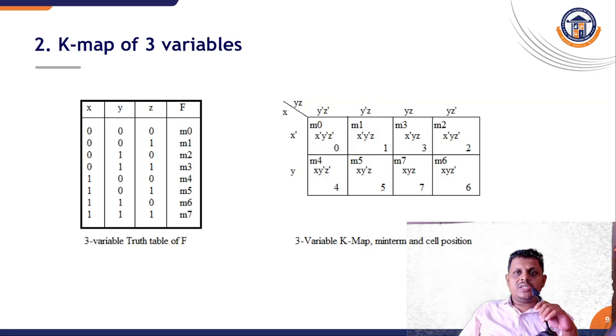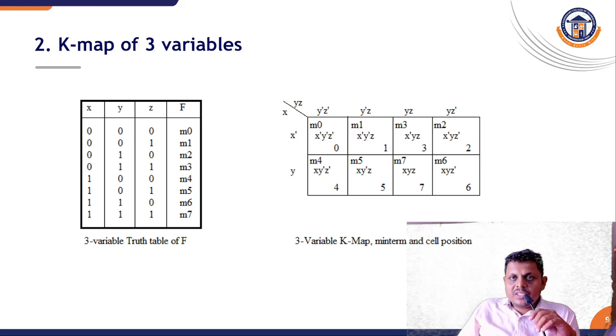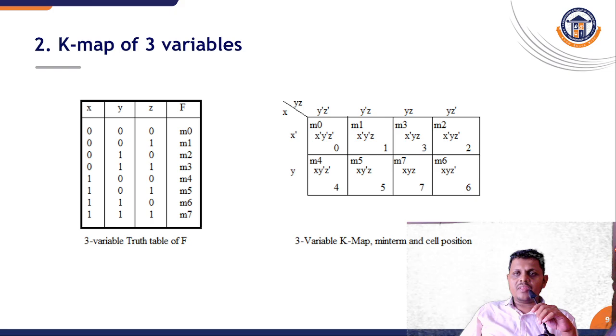And the next one is 3 variables. What are the 3 variables? X, Y, Z. Here with X, Y, Z, 8 combinations of results can be obtained. The first one is X bar Y bar Z bar, then X bar Y bar Z, X bar Y Z, X bar Y Z bar. Like that, we are obtaining up to 8 results for the 3 variable Kmaps.